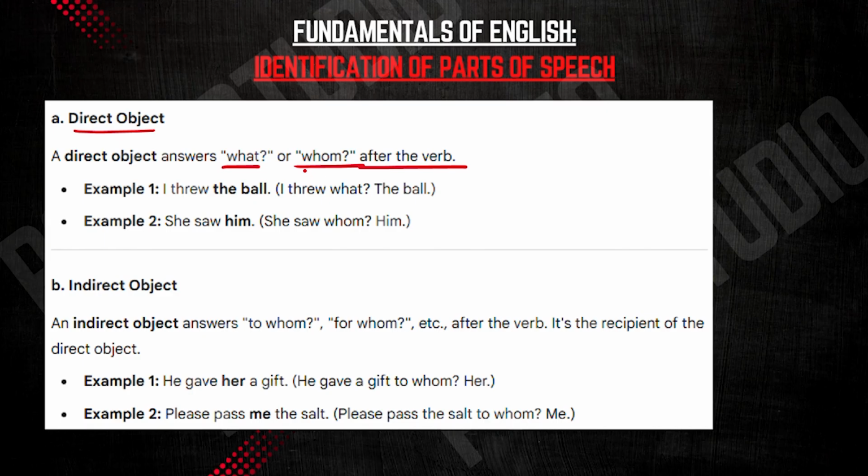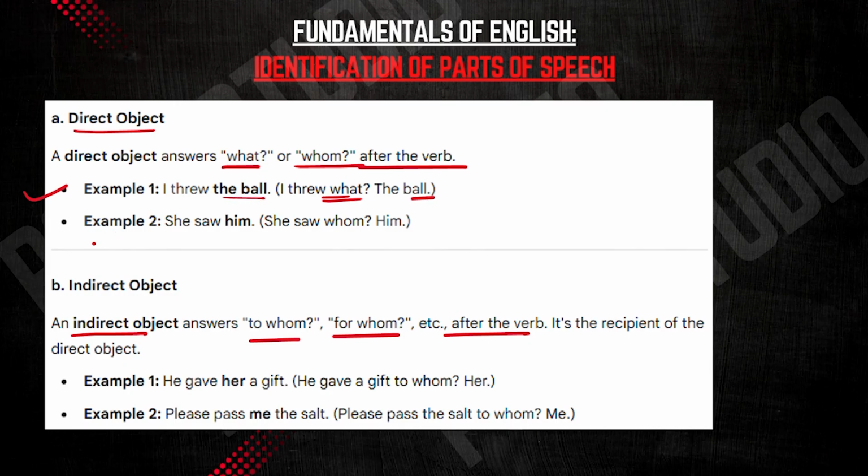And an indirect object is the object after the verb. When you ask yourself to whom or for whom, then you will get an answer. That is called the indirect object. Example number 1 of direct object. I threw the ball. If you ask yourself, I threw what? You will get an answer, the ball. That's why the ball is a direct object.